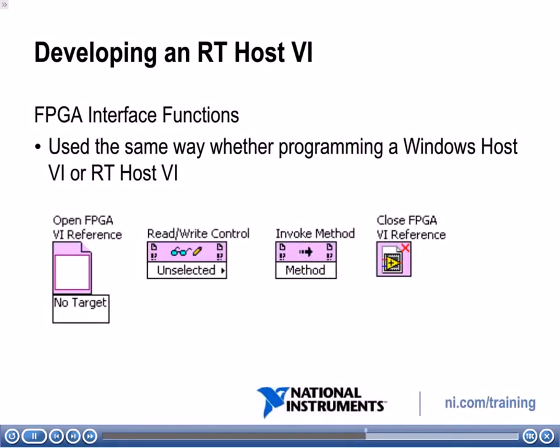When you're developing an RT host VI, it's going to be very similar to what we talked about in a previous module. You'll use the FPGA interface functions, just like we did before. On your RT host VI, you would have the Open FPGA VI Reference, and that's where you would select which FPGA VI you want to communicate with. And then you'll do the Read/Write Control for the latest values. You can use methods, and you can also close that FPGA reference. These FPGA interface functions are pretty much used the same way, whether you're using a Windows host VI or an RT host VI.